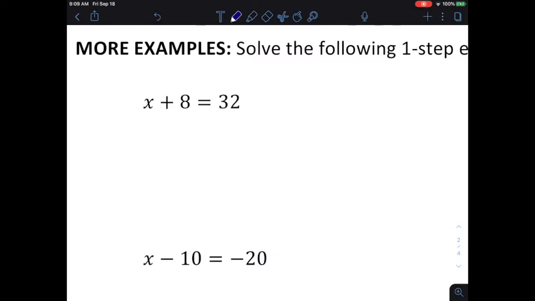So I see plus 8, so I want to subtract 8 from both sides. And when I do, the 8s cancel each other out. So I'm left with x is equal to 24. Okay, let's go down.